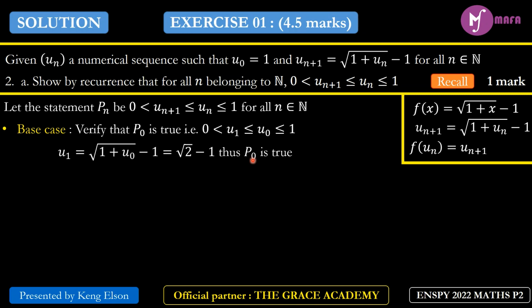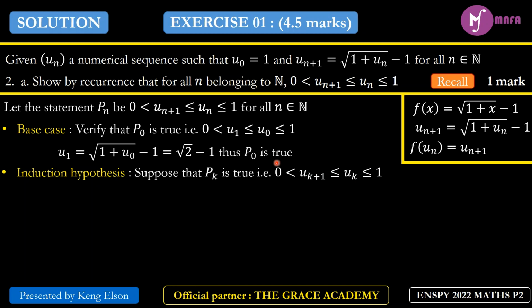So at the end of the day, we can see that the statement p0 is true, because 0 is less than root 2 minus 1. Because root 2 minus 1 is a positive number, so 0 should be less than it. And root 2 minus 1 is less than u0, which is less than or equal to 1, because u0 in this case is just 1. So we can combine u0 less than or equal to 1 and replace it with 1. At the end of the day, we have that 0 is less than root 2 minus 1, which is less than or equal to 1, which is always true. So our base case has been verified.